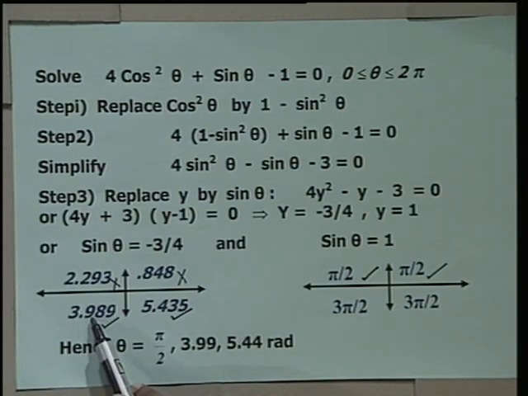Theta equal to 3.989 radian or 5.35 radian. We are going to write theta as pi by 2, 3.99, 5.44 radian, giving our answer to 3 significant figures as required by the rubric in front of the questionnaire.